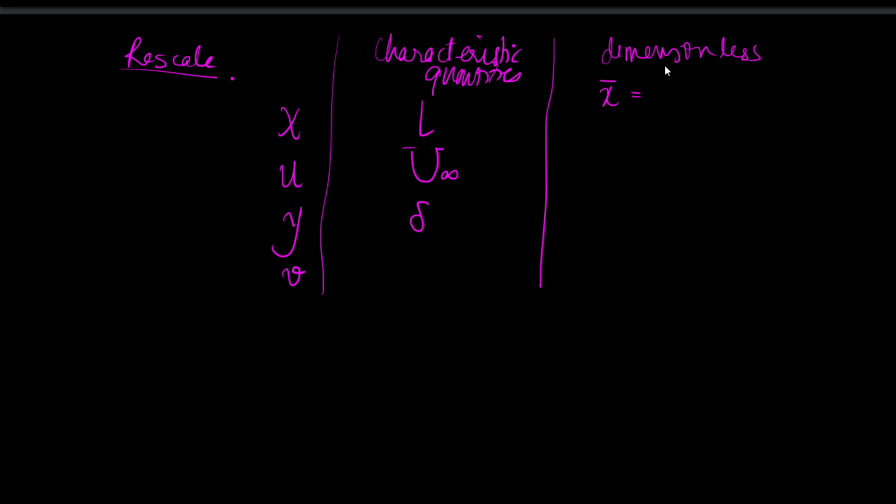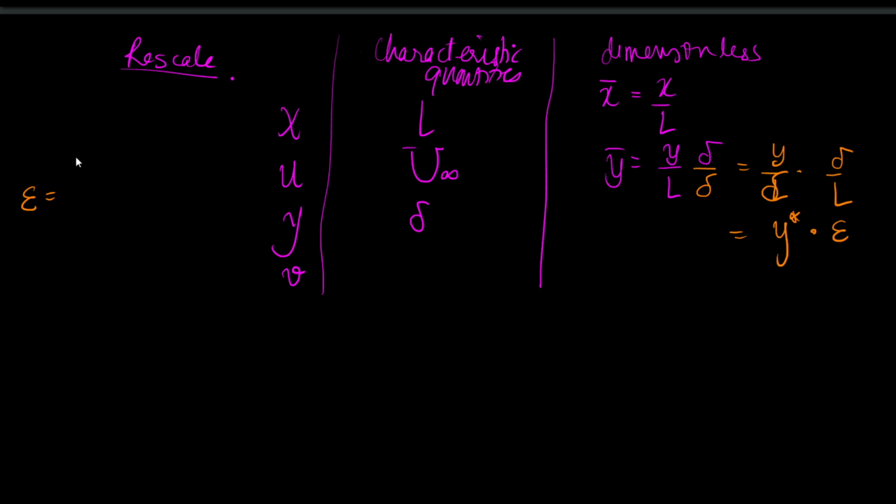X bar was chosen to be x upon L and y bar was chosen to be y upon L. But if delta is to be the characteristic quantity, we will multiply and divide by delta. So this becomes y upon delta times delta upon L. So this becomes y star times delta upon L. Let us call delta upon L epsilon. So epsilon is a small parameter, and it is essentially like the aspect ratio of the entire physics. It is delta, that is the boundary layer thickness, upon the length of the plate.